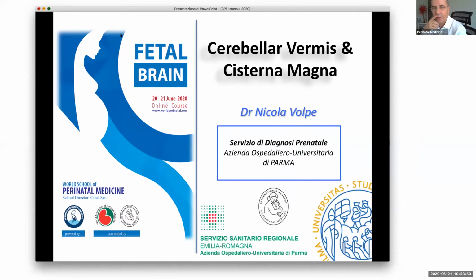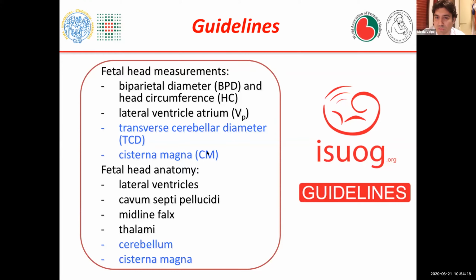All right. Okay, so let's talk about the cerebellar vermis and the pathology of the posterior fossa. We have seen already yesterday what the basic sections are to obtain for a basic or advanced evaluation of the CNS. In particular, I want to focus on the evaluation of the cerebellum and of the cisterna magna according to the ISUOG guidelines.